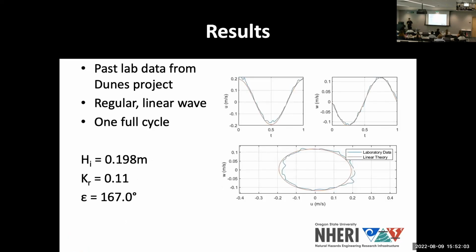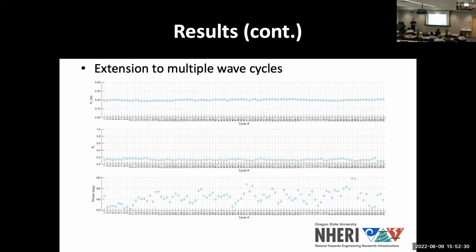Okay, so here's the first set of results. We wrote a MATLAB program to solve for a single wave cycle here and produce those three unknowns from the linear wave theory equations. As you can see, the blue data there is the laboratory data, and the orange is the fitted equation from MATLAB. It solved the unknown parameters here on the left. This is for one full cycle, a regular linear wave. The natural next step of that is going to be applying it to multiple wave cycles.